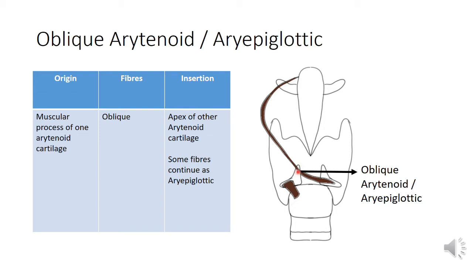Some of the fibers of this oblique arytenoid muscle continue into the aryepiglottic fold and they are called aryepiglottic muscle. They run up to the epiglottis through the aryepiglottic fold. The fibers of the oblique arytenoid are oblique.